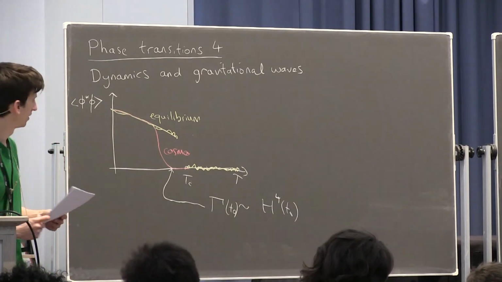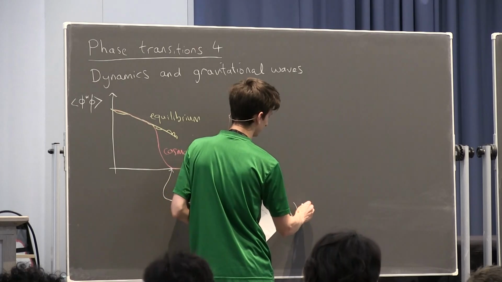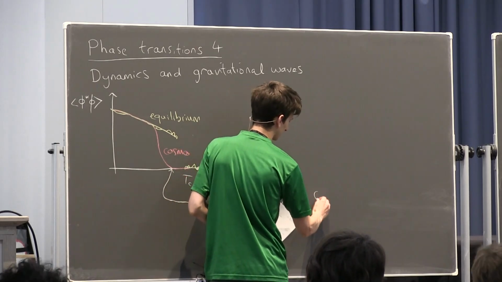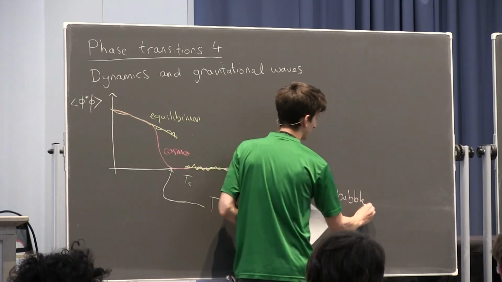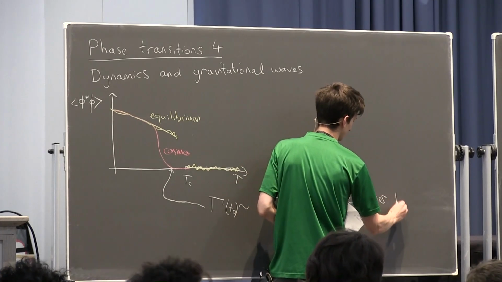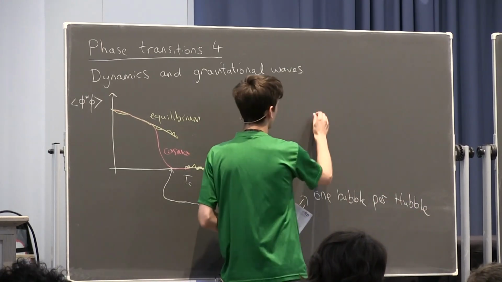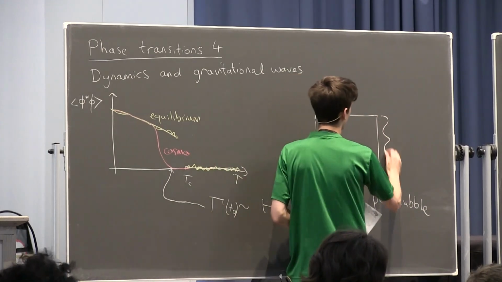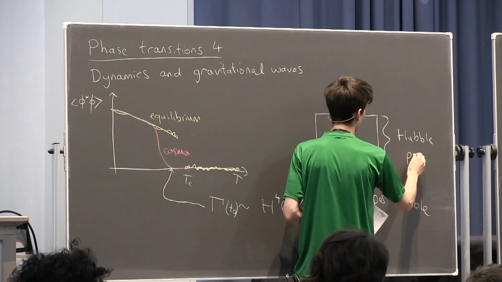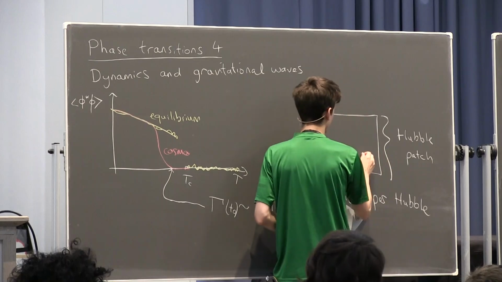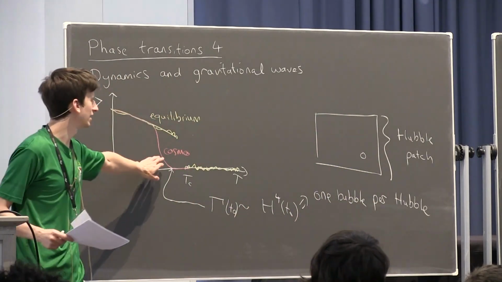So if I were to give a name to this time, it would be the one bubble per Hubble time. Where on average, if I draw a Hubble patch, I've just nucleated one little bubble in it. And that's kind of the beginning.